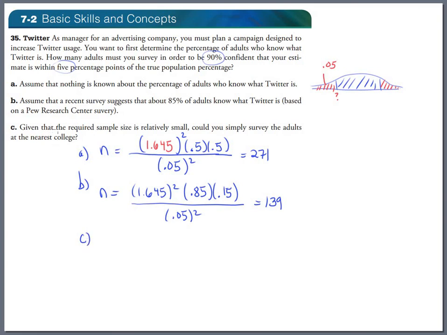C says thought question here. Given the required sample size is relatively small, could we just survey people at the nearest college? And we are trying to determine the percent of adults. That's our population. I would say that college students would not be a representative sample of all adults. It's possible that college students have a higher familiarity with Twitter than the general population. Or it's even possible they have a lower familiarity. But in general, college students are not representative of the population of adults as a whole. So you'd want to say something like, here is not a representative sample.